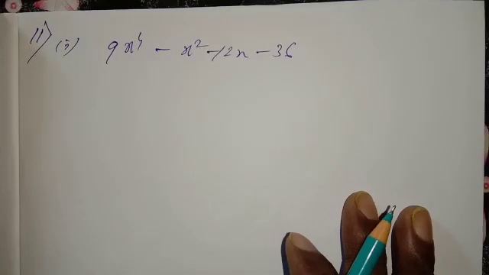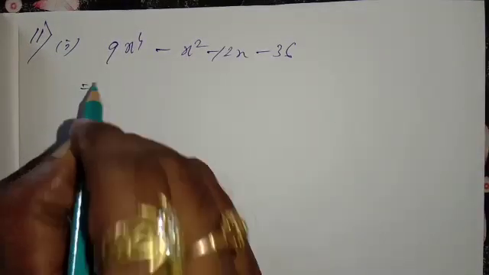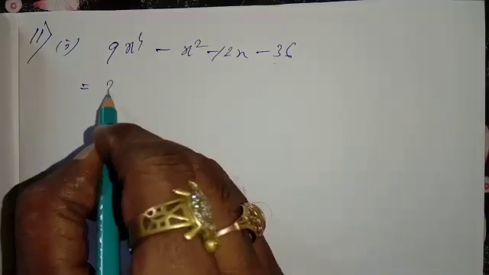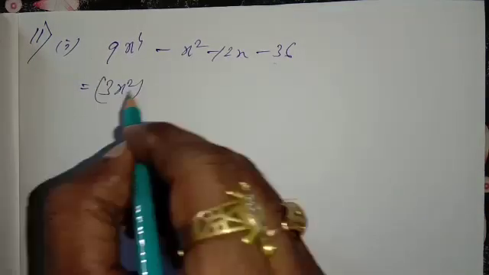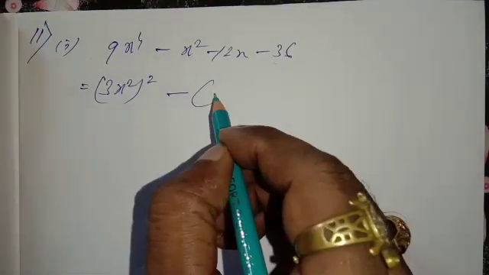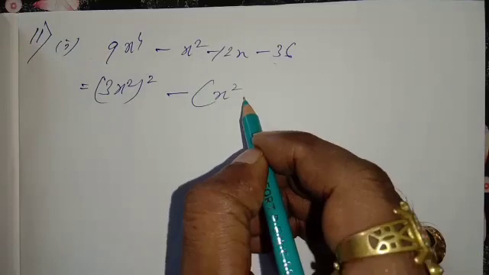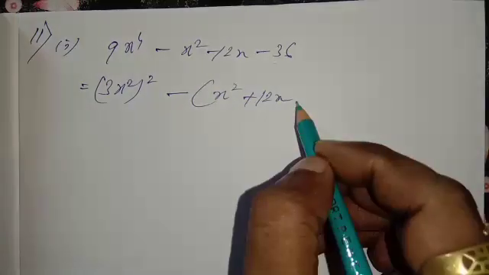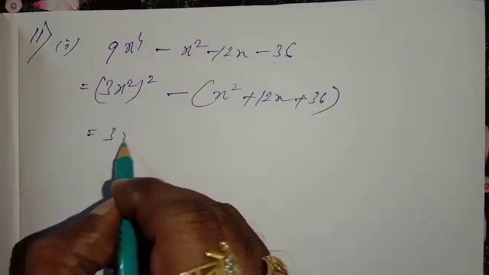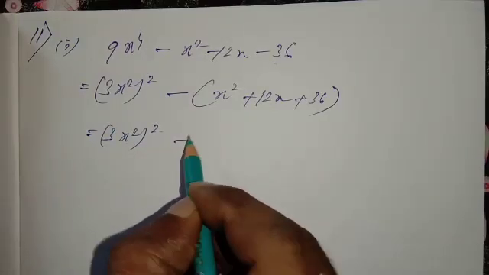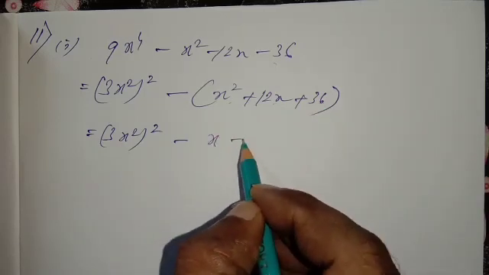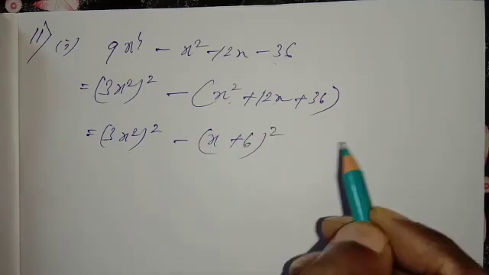Just see number 11, first part. The question is 9x to the power 4 minus x square minus 12x minus 36. This is nothing but 3x square whole square. From the last three terms you have to take minus common. Inside the bracket, x square will be plus 12x and plus 36. Now this is 3x square whole square, and x square plus 12x plus 36 means x plus 6 whole square.